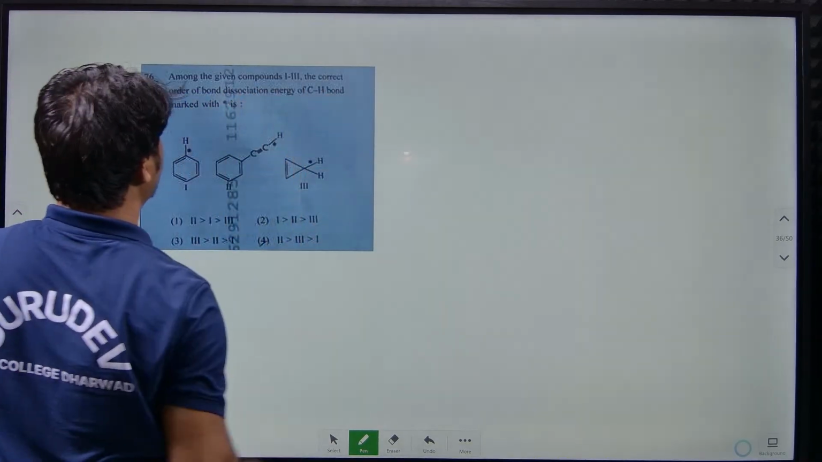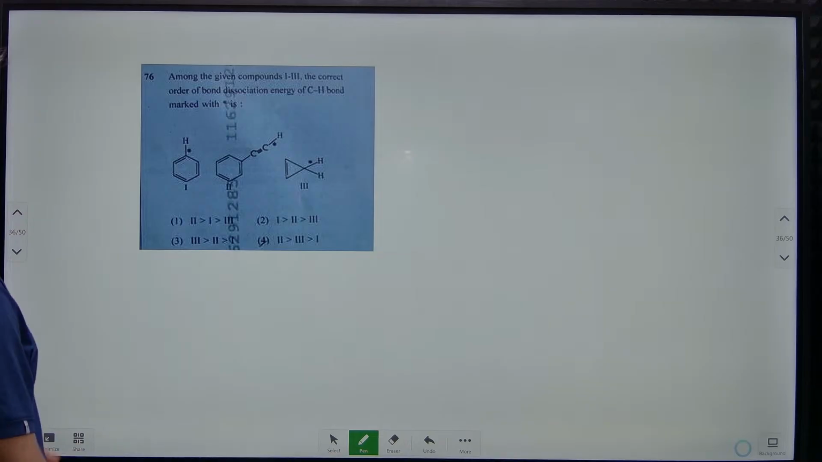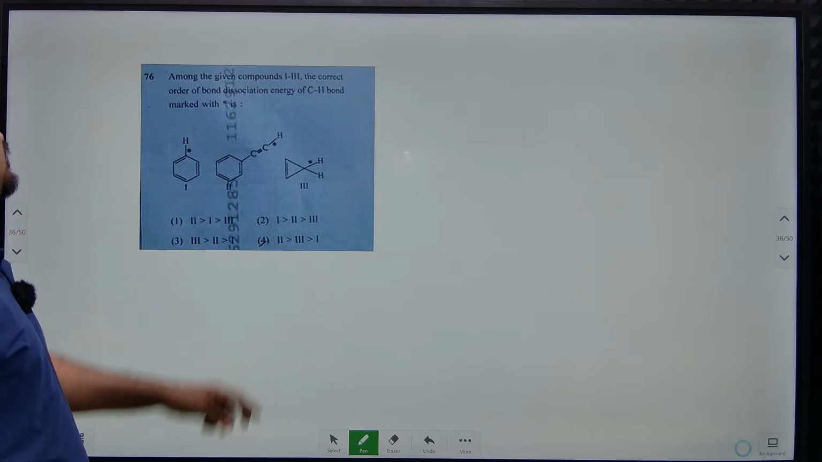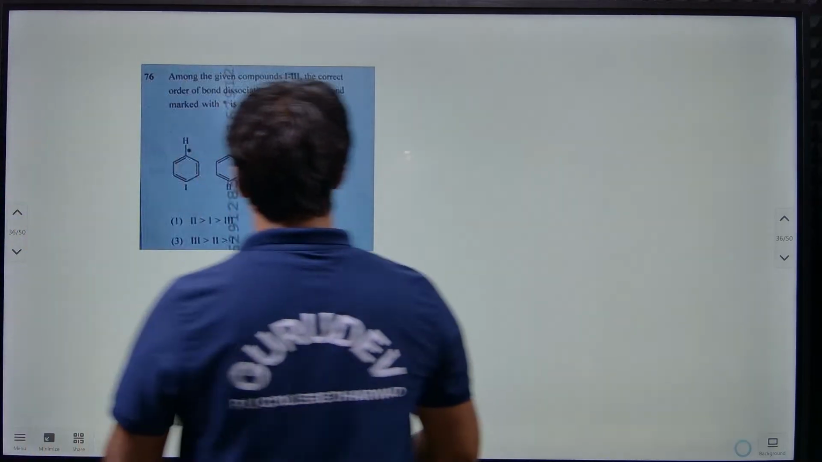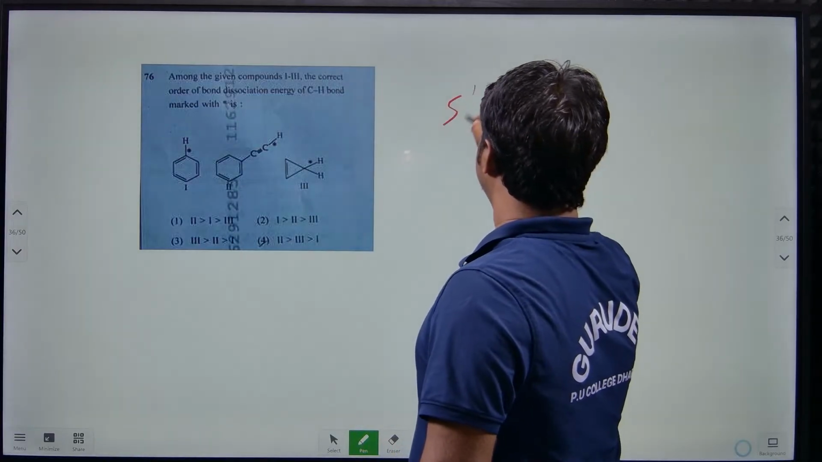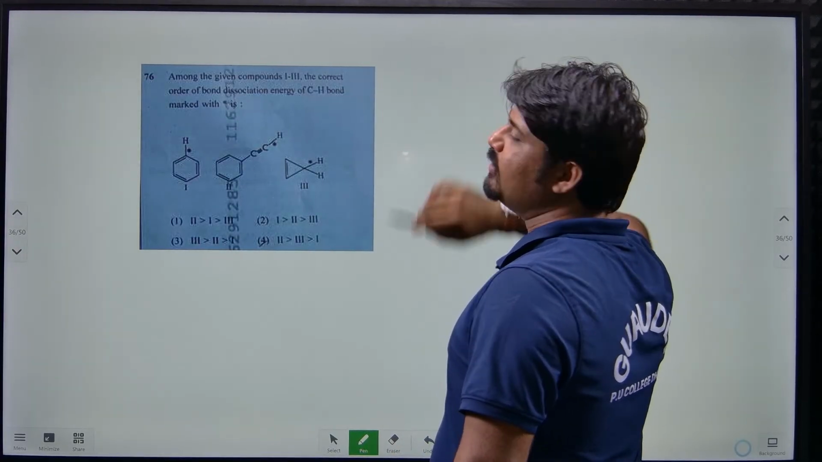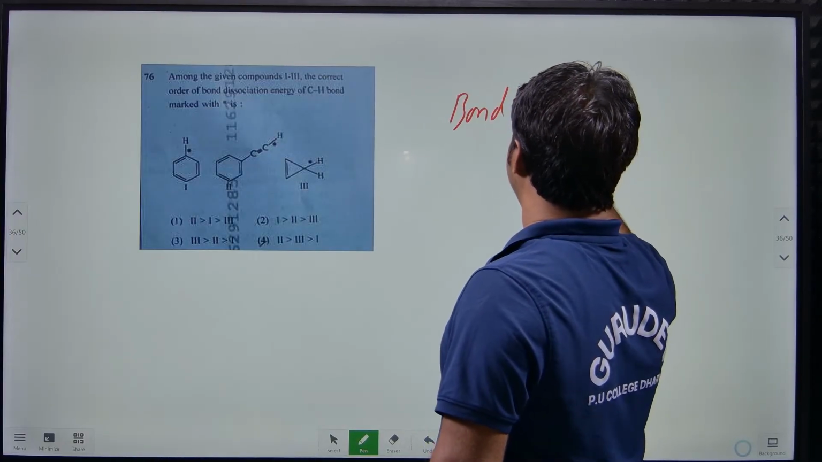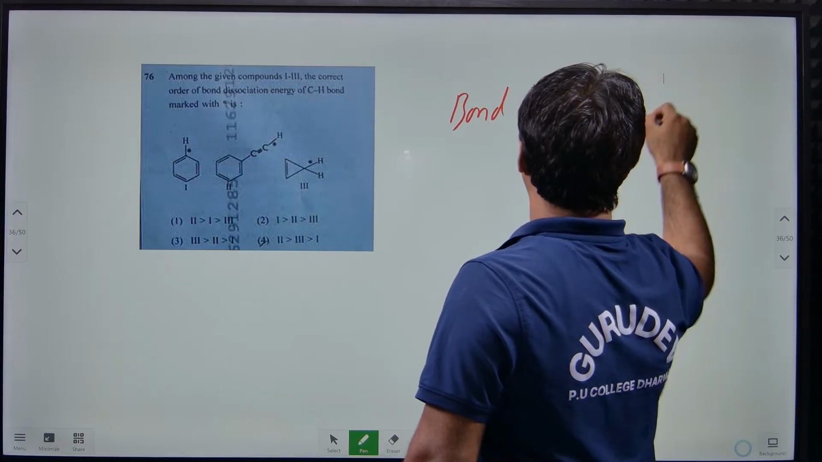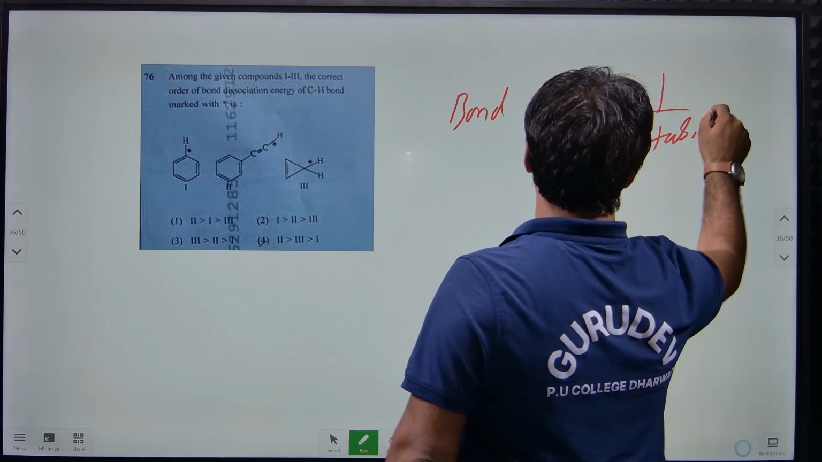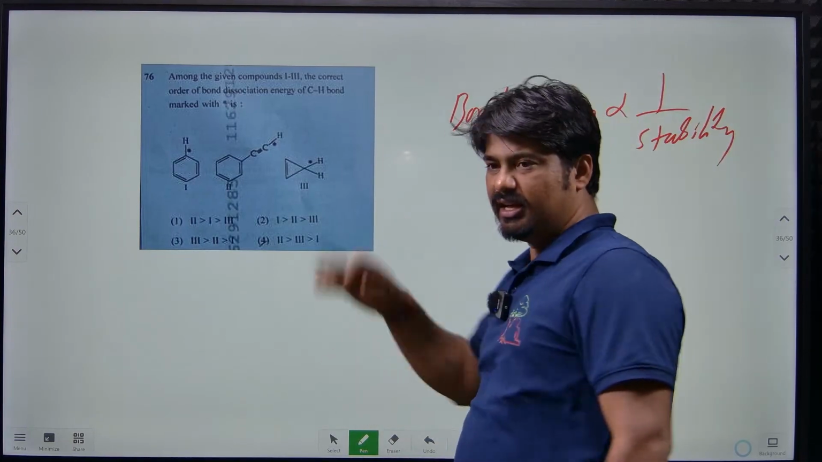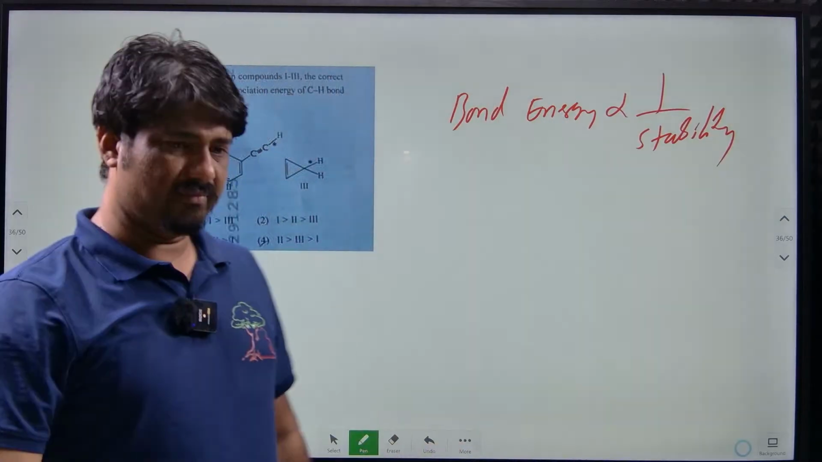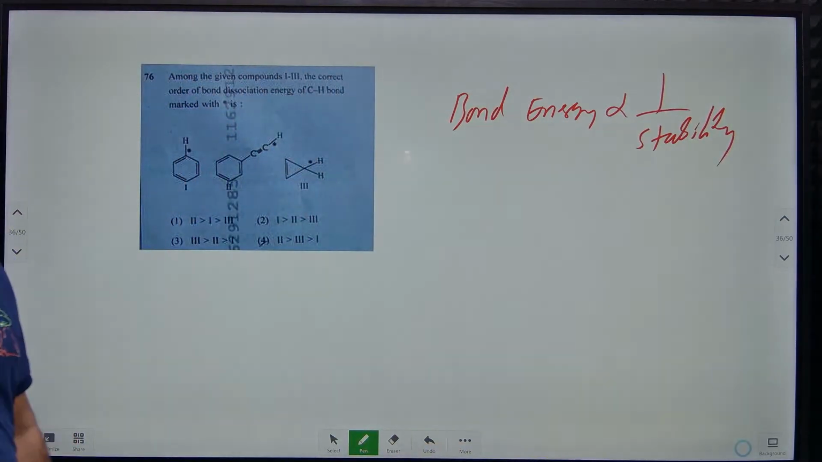Among the given compounds 1 to 3, the correct order of bond dissociation energy. We should know the bond dissociation energy is inversely proportional to what? Stability. That's what I am going to write: bond energy is inversely proportional to stability. So the greater the stability, the lesser the bond enthalpy.